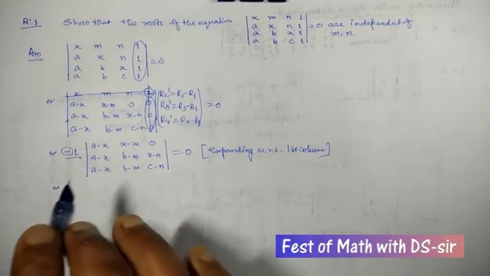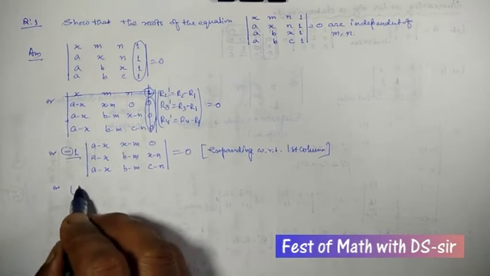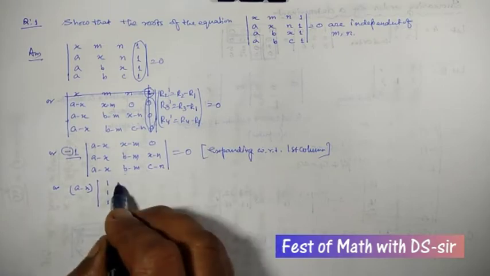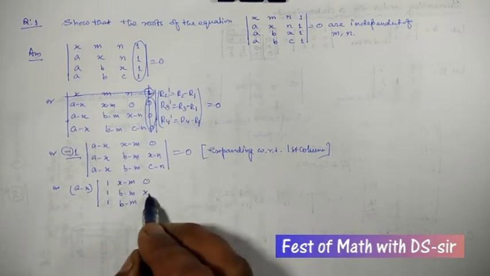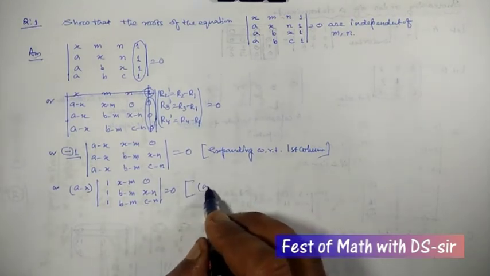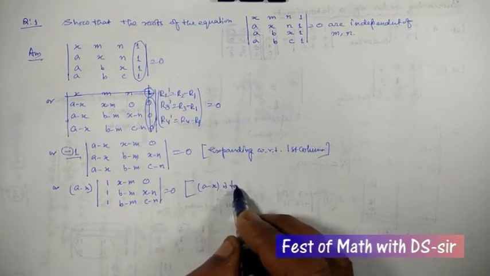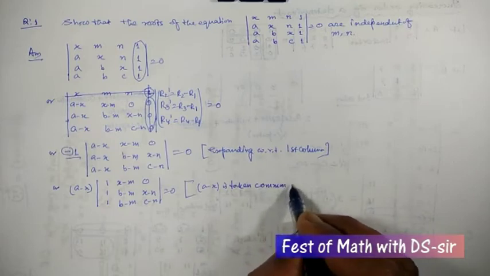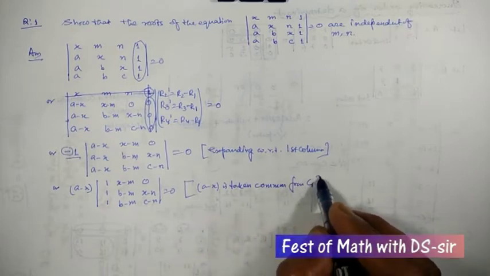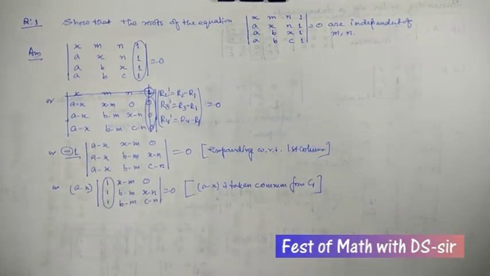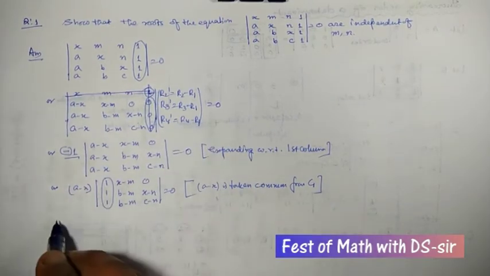No matter, I can reduce this minus 1. So a minus x into 1, 1, 1. What I have done is a minus x is taken common from C1, the first column. Now see, again I have a column whose all elements are 1. The same process I will apply.